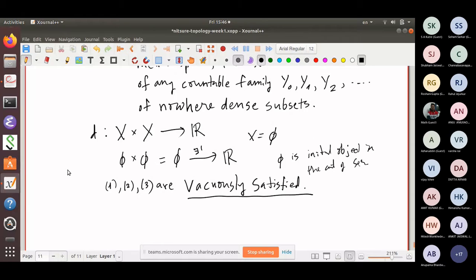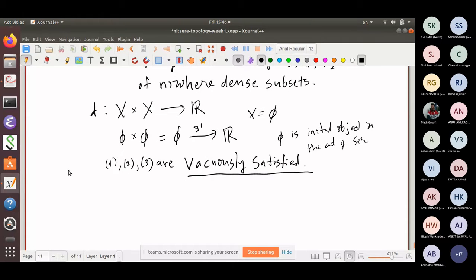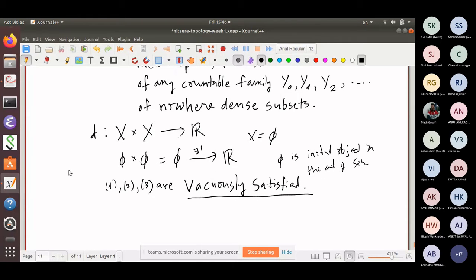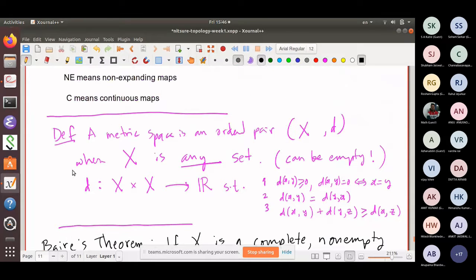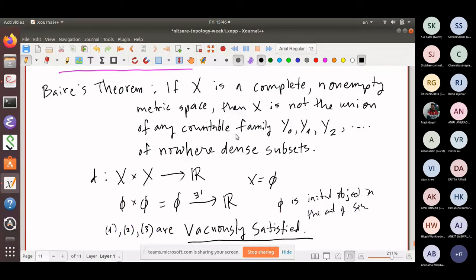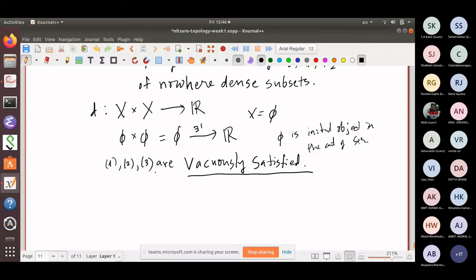So there is the empty metric space. And I'll simply denote it by its underlying set. You are used to the notation business, which we also use in groups. I'll suppress the notation D if it is understood what D is, and simply denote the metric space by the same letter as that of the first part of this ordered pair. Okay. So at this point, any questions?